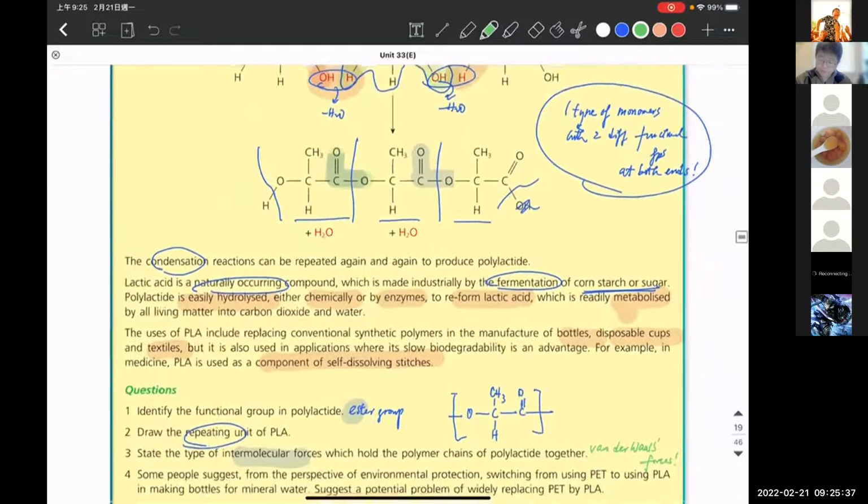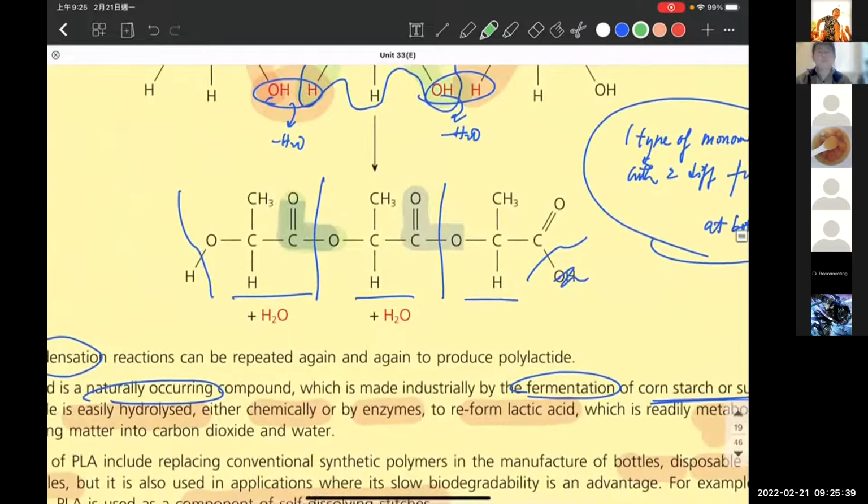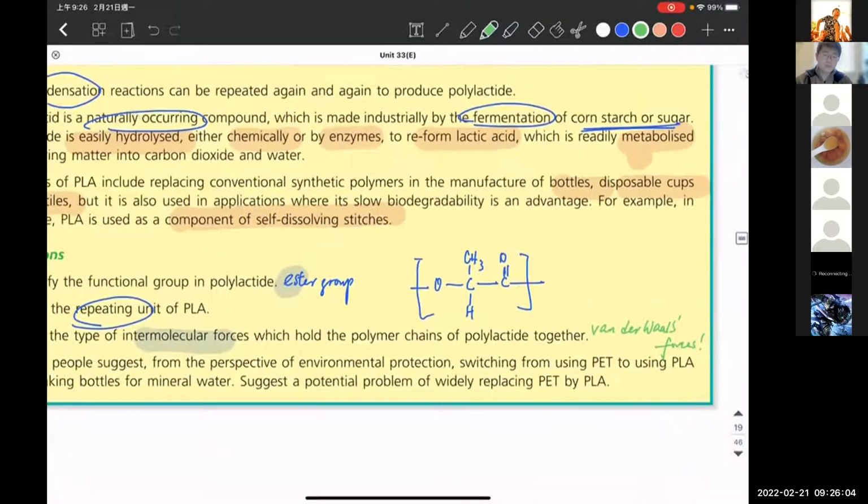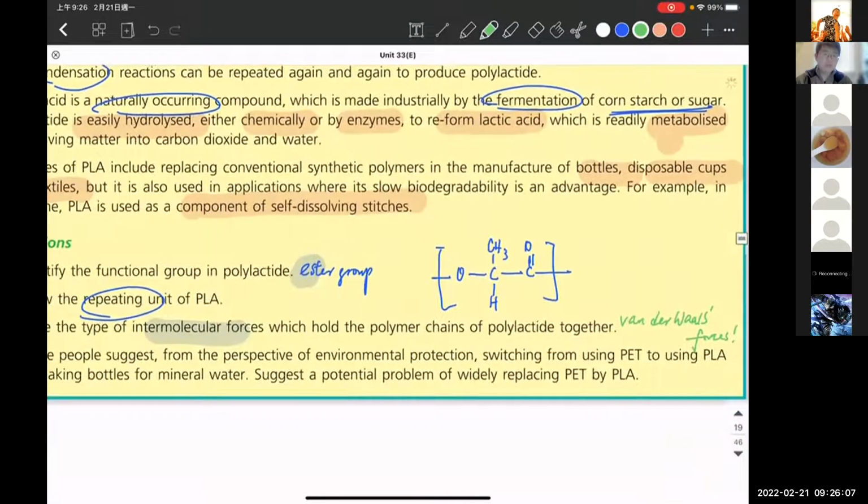No hydrogen bond. There is no hydrogen bond because there is no slightly positive charge of hydrogen. Okay, no naked hydrogen here. So even though there is H, it is not directly attached to a highly electronegative element, N, O or F. So there is no naked hydrogen, no hydrogen bond, just van der Waals force.